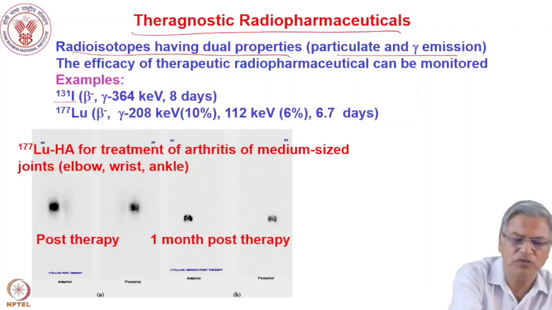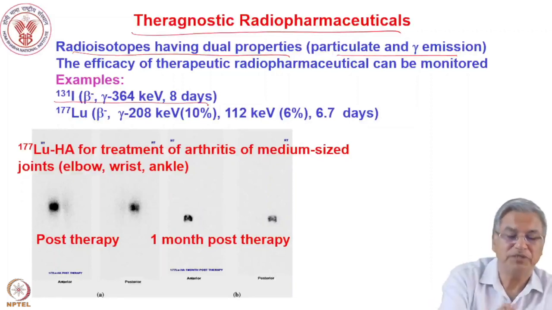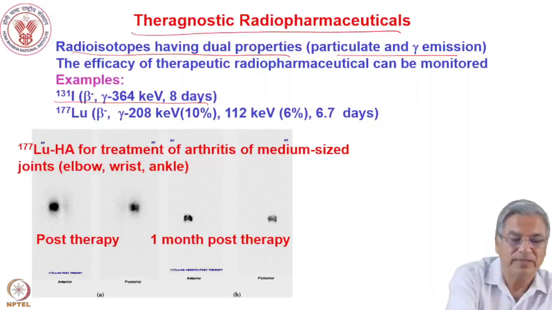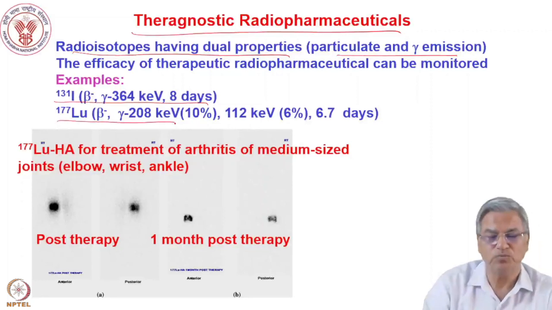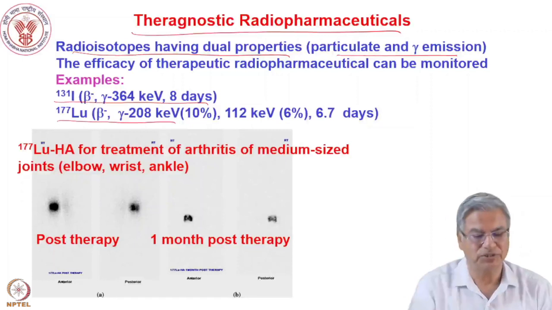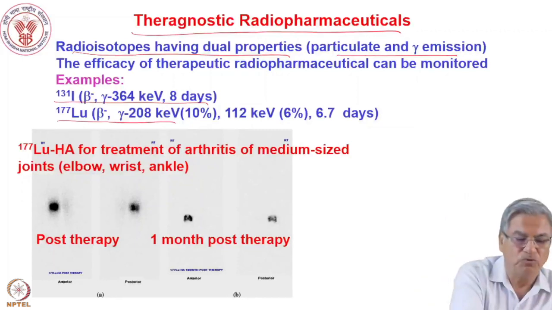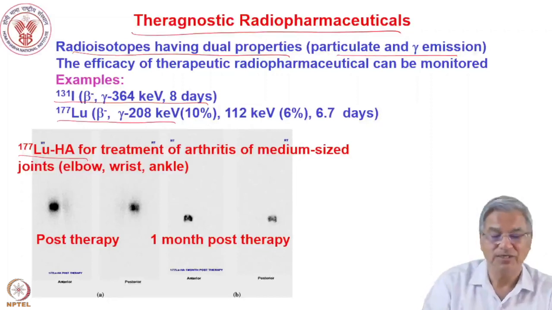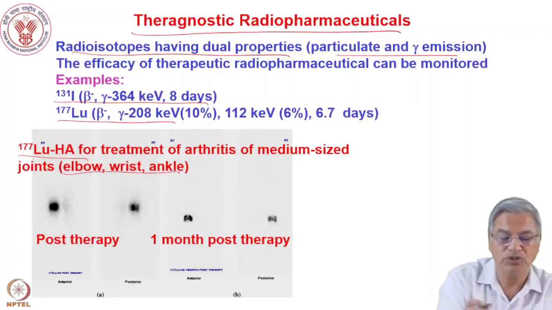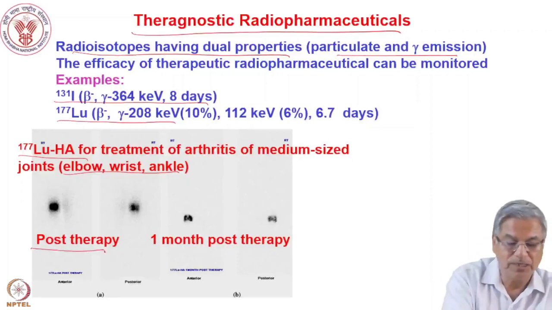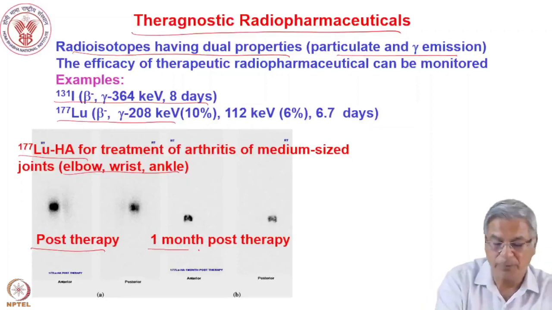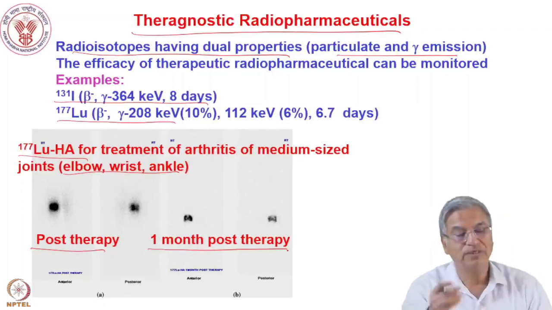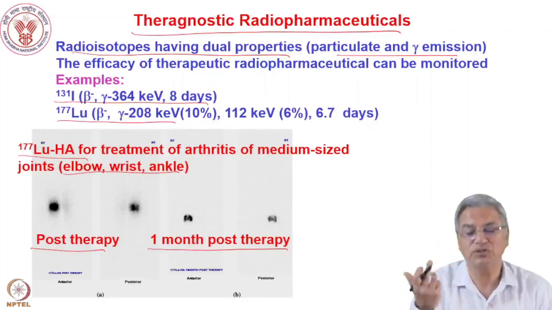Iodine-131 is one of the isotopes. It has a beta minus and a gamma ray. And lutetium-177 is another isotope which has very good chemistry, an ideal gamma ray energy of 100 to 200 keV, a good half-life, and particulate radiation. This is the image of lutetium-177 hydroxyapatite, which is used for treatment of arthritis in medium-sized joints like the elbow, wrist, and ankle. You can see immediately after therapy, and then after 1 month, how the inflammation is vanishing as a function of time.